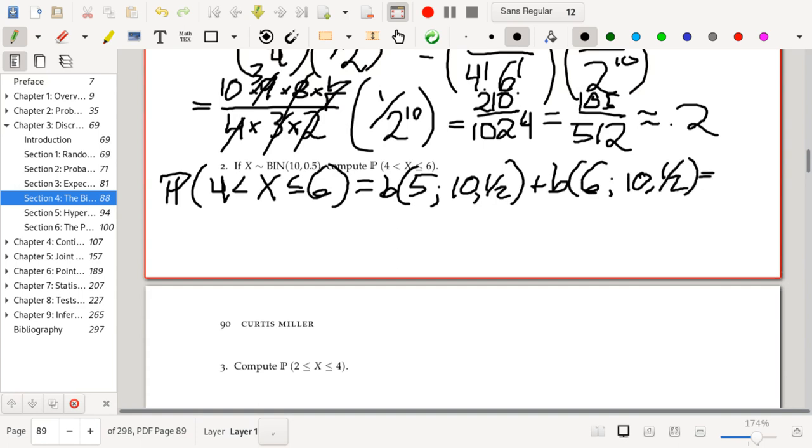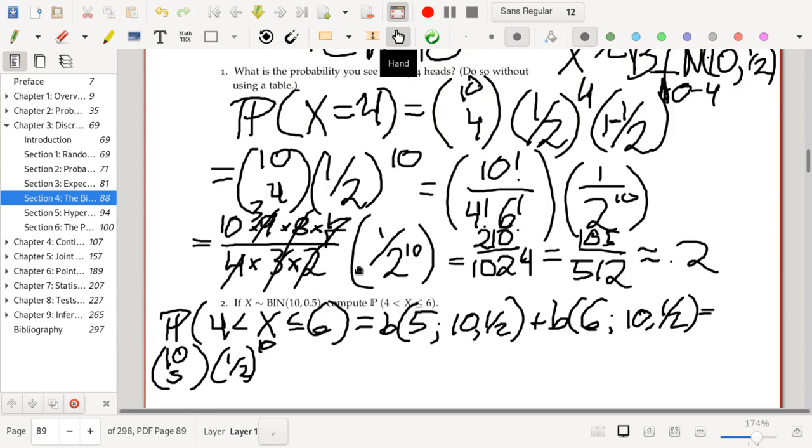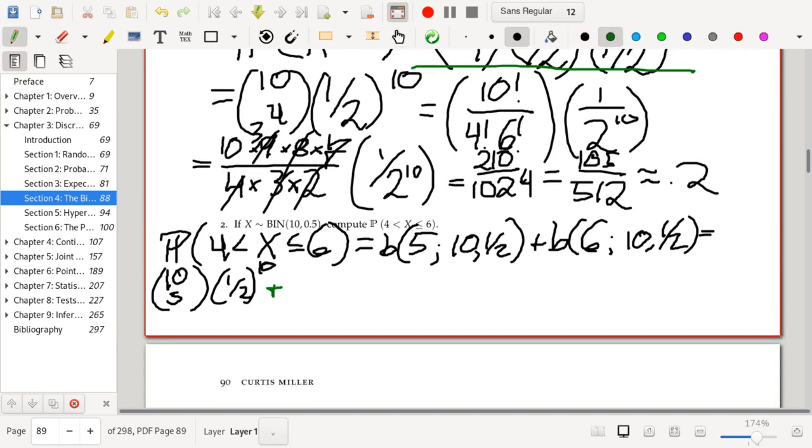Which is equal to 10 choose 5, and we know we're just going to end up with 1/2 to the power 10 in the end. But in general, if our parameter were not 1/2, we should probably reason this way. So you've got 10 choose 5 plus 10 choose 6, times 1/2 to the power 10. And that means what we need to compute now is 10 choose 5 and 10 choose 6. We already know that 1/2 to the power of 10 is 1 over 1024.